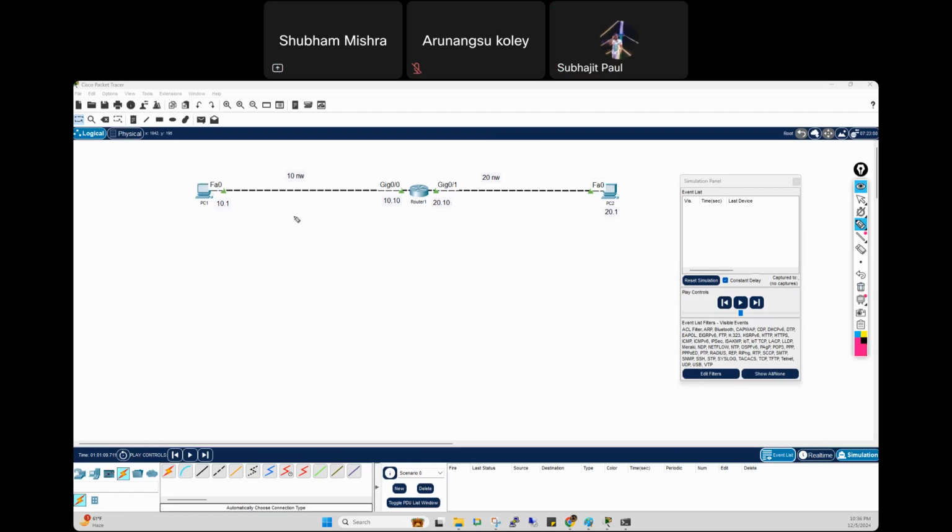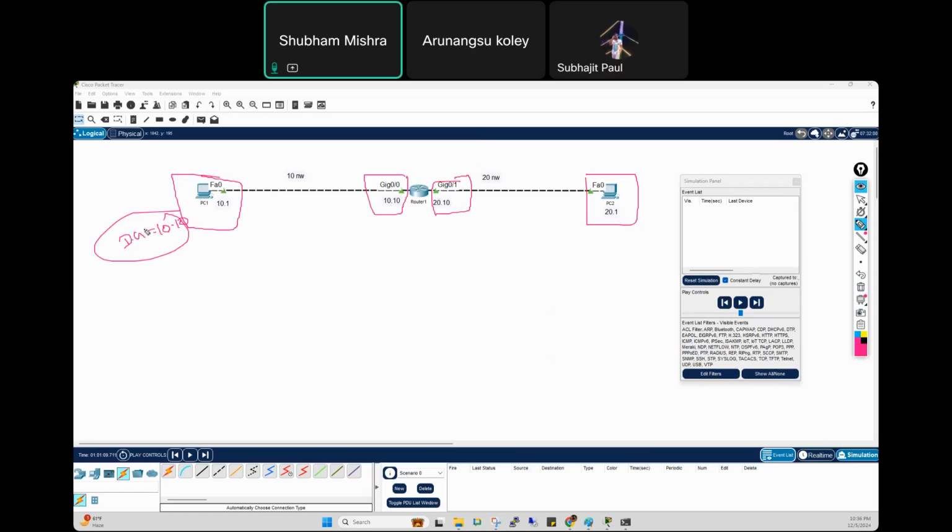Here I assign the IP address 10.1, here I assign the IP address 20.1, here I assign 10.10, and here I assign IP 20.10. For PC number 1, the default gateway will be 10.10.